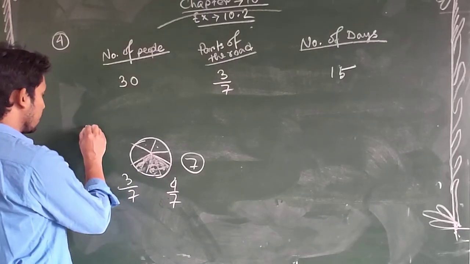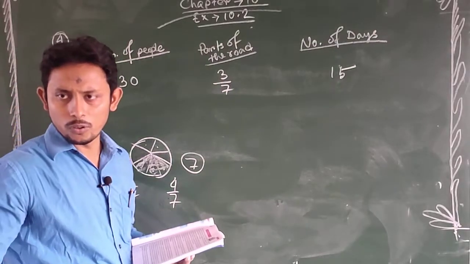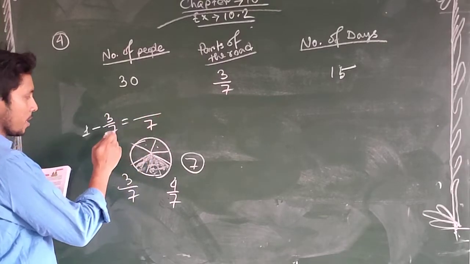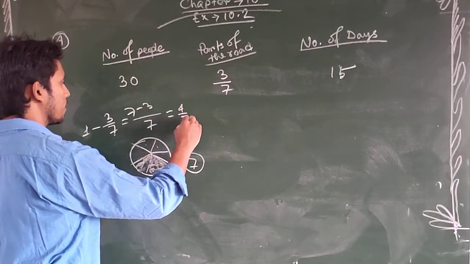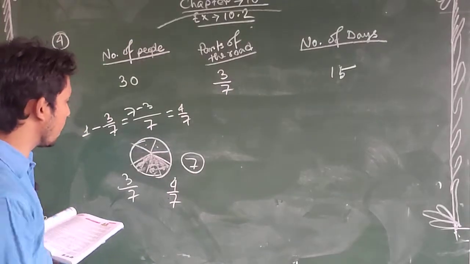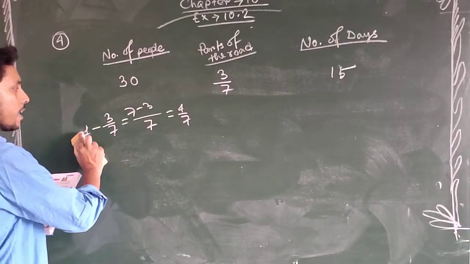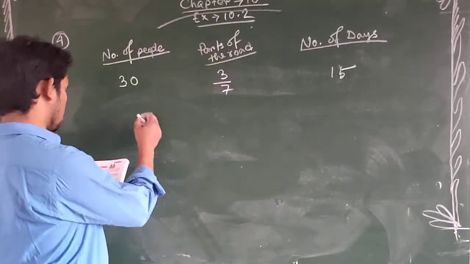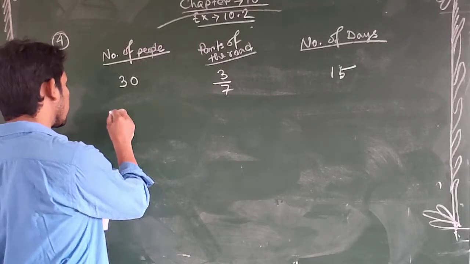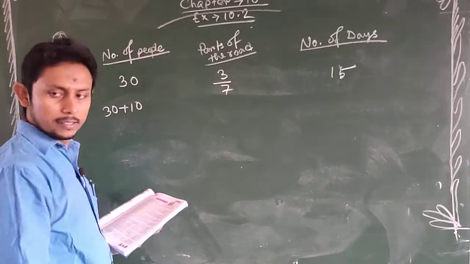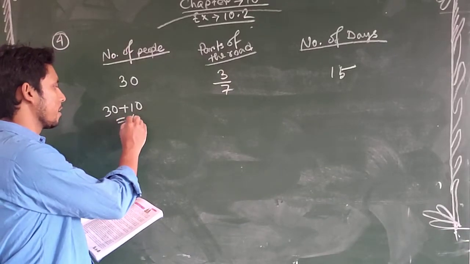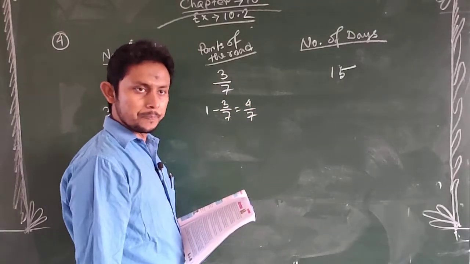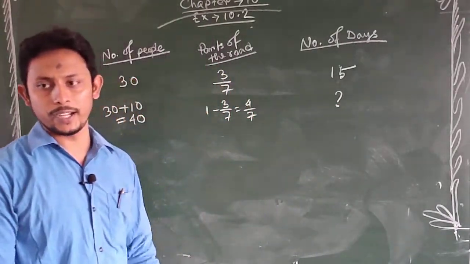Actually total is 1. 1 complete cake. That's why total is 1. So we have to subtract 1 minus 3 by 7. 7 ones are 7 minus 3, that is 4 by 7. 4 by 7 is remaining. So we have understood by using this diagram. So here how many people are there? There are 10 additional people, that means 30 people plus 10 additional, so now people is 40, and remaining work 1 minus 3 by 7, which I have just calculated as 4 by 7. Okay, and here we need to find the days required.